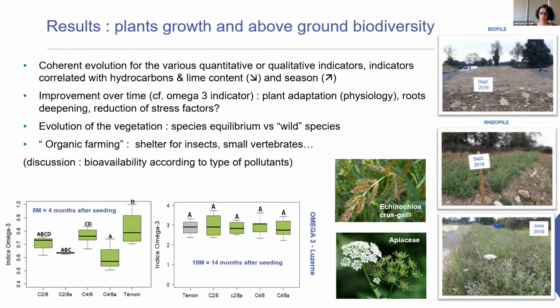At the end of the test, we have seen an equilibrium between the two species we have planted, but we have also seen the implantation of wild species. For example, here we have spotted two wild species that came from outside, which are gramineas, and also a plant from the order of the Apiaceae. This is interesting for biodiversity, even if you can't say that a vegetation cover with two species is really biodiverse. But it is interesting because it also allows life and shelter for insects and small vertebrates, etc.